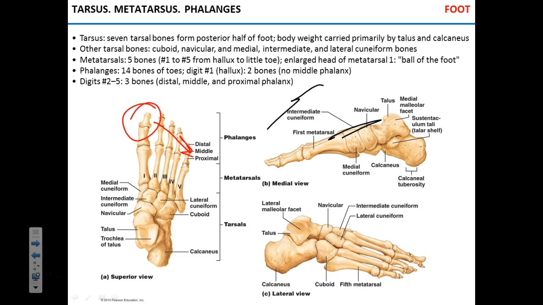5 metatarsals. So, metacarpals in the arm, metatarsals in the foot. 1, 2, 3, 4, 5. We good? And then the large bones, I do not have a good mnemonic for it. Some of them are very easy to memorize. So this one, the biggest one is calcaneus. It's the heel bone. Okay?